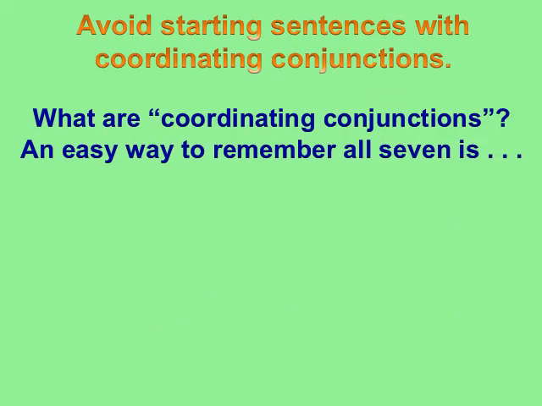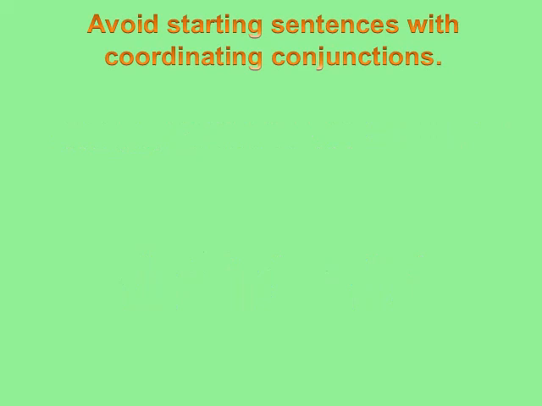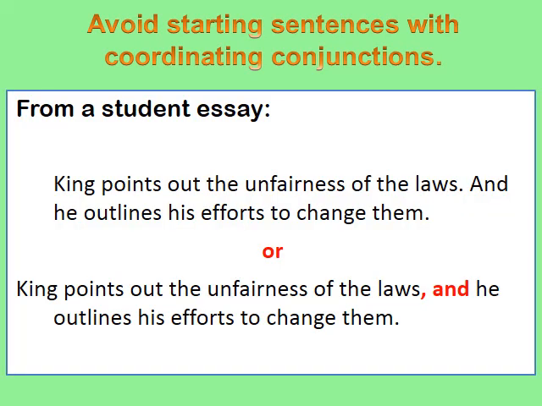Avoid starting sentences with coordinating conjunctions. What are coordinating conjunctions? There are seven of them, and an easy way to remember it is through the acronym FANBOYS. It's not grammatically incorrect to start a sentence with a coordinating conjunction. Some of you may have been told that it is, but it's not. It's just too informal.